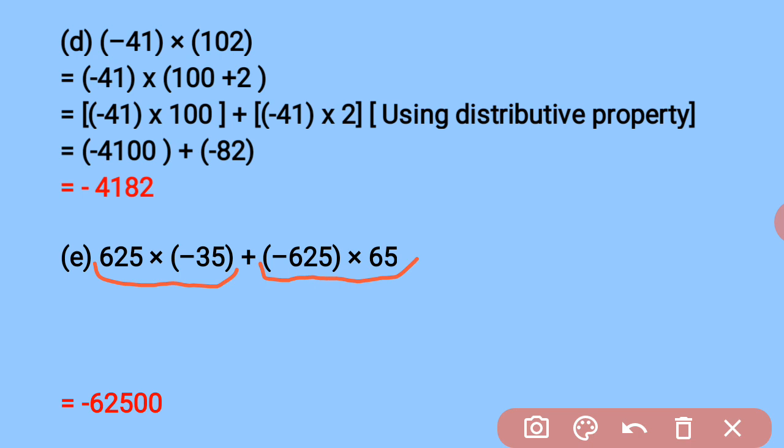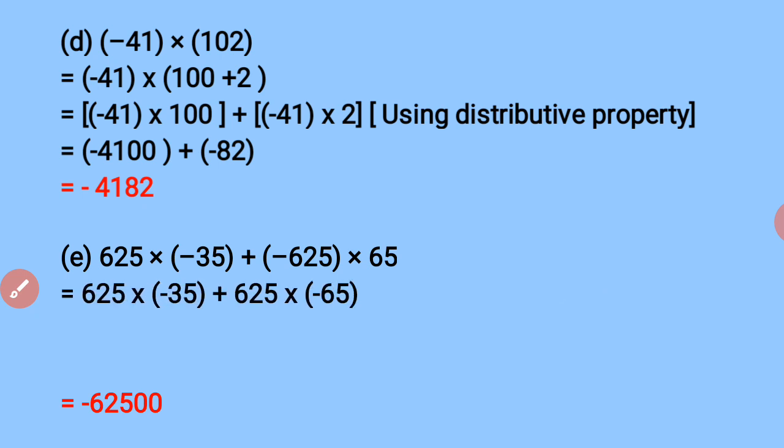But there is no problem at all. We all know that multiplication is commutative. So we are going to use the commutative property and we are going to take this minus and give it to 65. Okay, so let's do it. This is how you get the statement. Now the first tray is 625 multiplied by minus 35 and the second tray has 625 multiplied by minus 65.